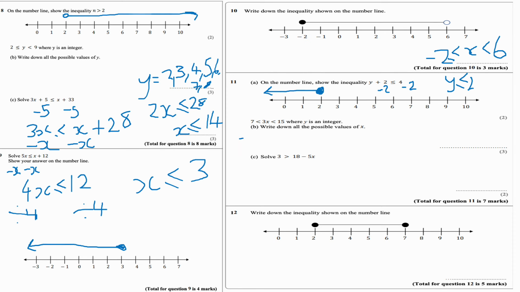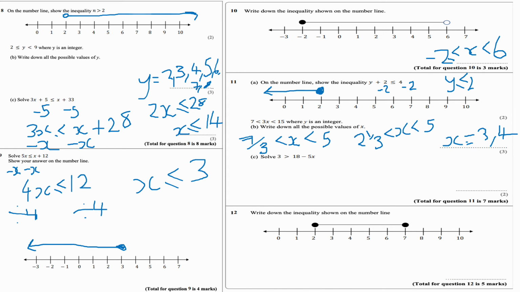Well, if I divide everything by 3, I get 7/3 is less than x and less than 5. 7/3 is the same as saying 2 1/3, so it's 2.3 recurring, okay? Less than x and less than 5. So x can only be equal to 3 and 4.